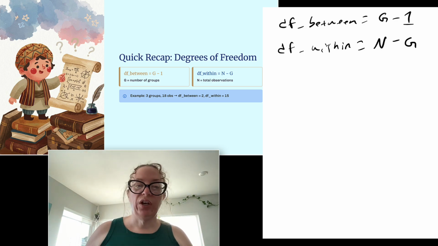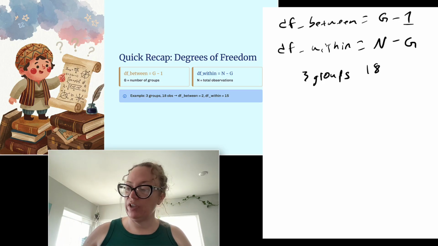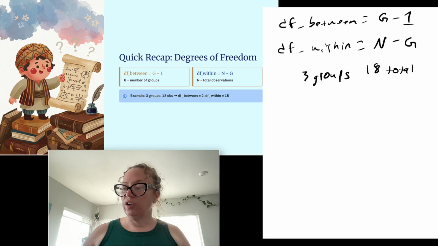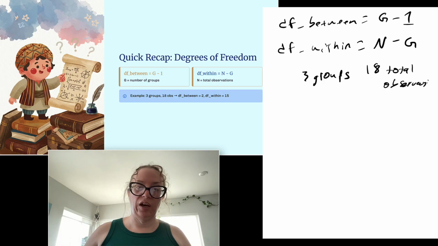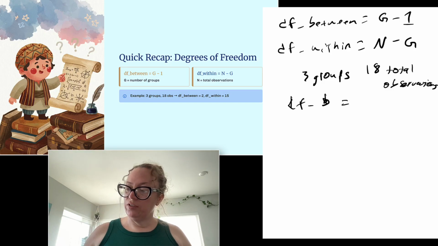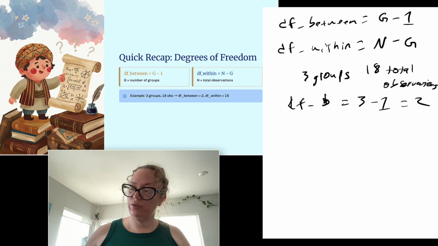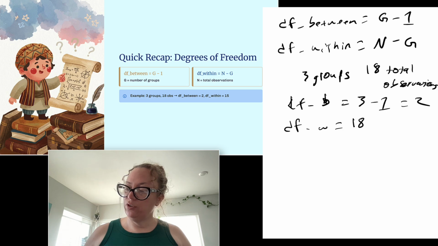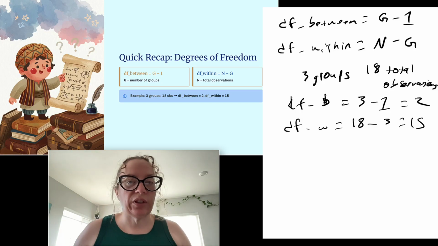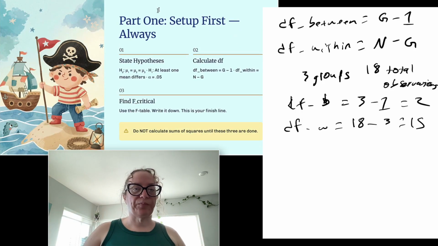So just a quick example, we have 3 groups and let's say we have 18 total observations. Then the DF between is 3 minus 1, which is 2, and the DF within is 18 total observations minus 3 groups, which is 15. And then, of course, hopefully you remember how to write that out. But anyhow, we'll get to it and we'll do all that.